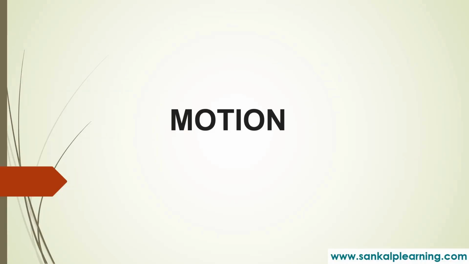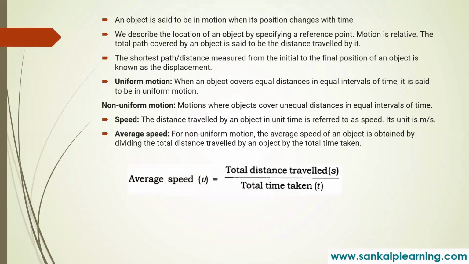What do you mean by motion? An object is said to be in motion when its position changes with time. For example, if a teacher is standing in front of you in a classroom, with respect to you the teacher is at rest. But with respect to the earth, the teacher is in motion, because the earth is continuously rotating. Here the position of the body is changing with respect to time. It is called motion.